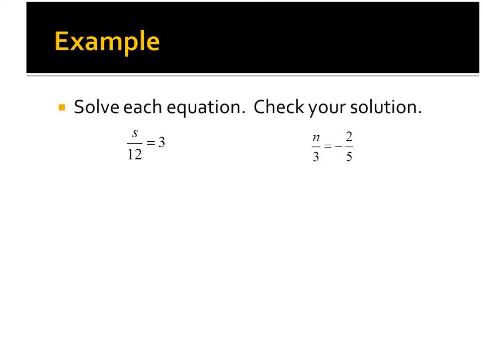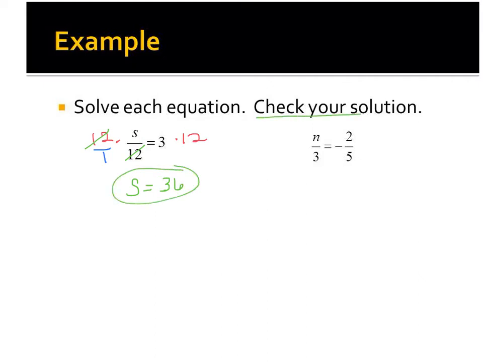So if we look at s divided by 12 equals 3, and I want to solve for s, to undo divided by 12, you're going to multiply each side by 12, and I would write it like this. And I would think of that 12 as over 1 as a fraction, and that you're going to reduce your fractions. So the 12s essentially cancel. They go to 1s. And you just get s equals 36.